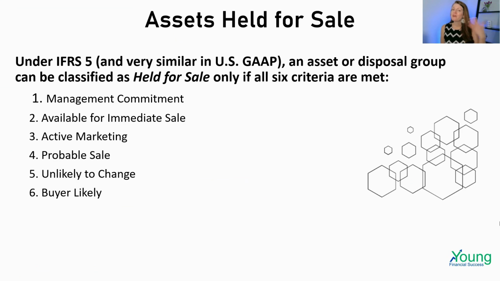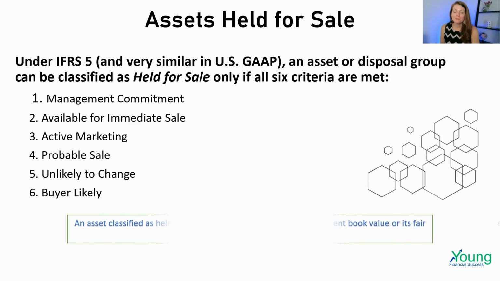Probable sale. So we've got it listed at an amount that we think will realistically be able to sell this asset for. Unlikely to change. They're not wishy-washy going back and forth. It is very clear that, again, management has committed to sell this, and we do not expect for them to change their minds on that. And then that it will be likely to actually find a buyer. This is not an asset that was specifically made for our company, where realistically no one else will ever buy it, but we are likely going to be able to find that buyer.